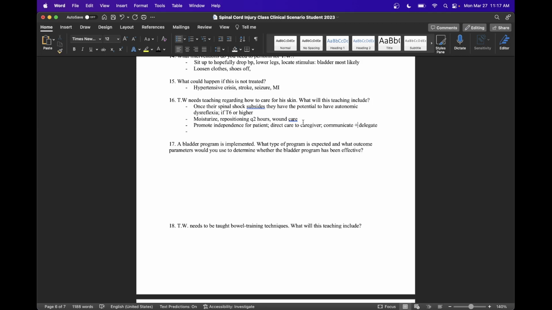Okay? Number 17, a bladder program is implemented. We're in the rehab. We know that in acute care we had a Foley catheter. Although I'm starting to see a shift now where they're getting away from Foleys and starting to do straight caths. Less risk of infection. So I'm sure in your time frame bedside, you're going to see that shift completely change and maybe Foleys will go away. But we're not there yet. So in rehab, a bladder program is implemented. What type of program is expected and what outcomes, how do you evaluate to determine whether it's been effective?